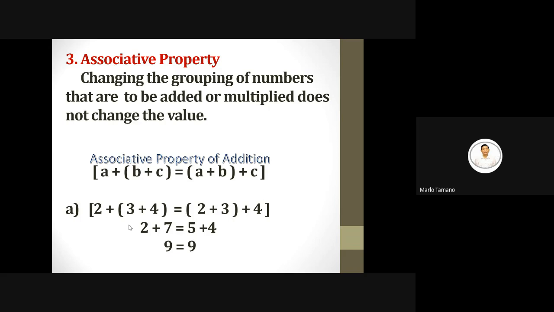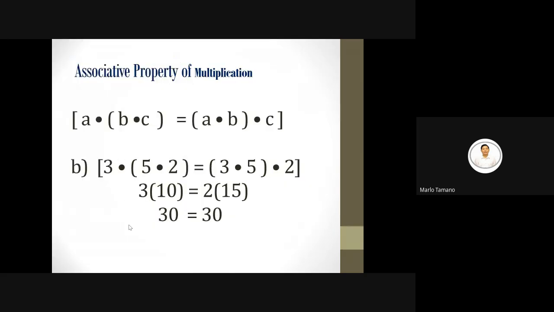So that is under associative property of addition. Next, we have associative property of multiplication. Now, ganito naman po ang forma niya. So, A times the product of B and C is equal to the product of A and B times C. They are equal. So, let's see.